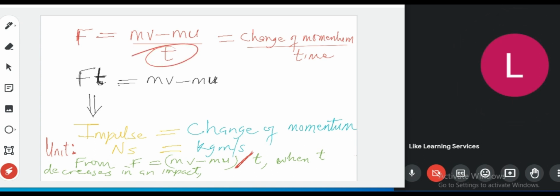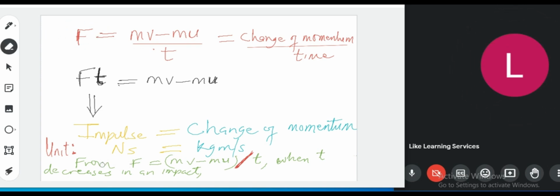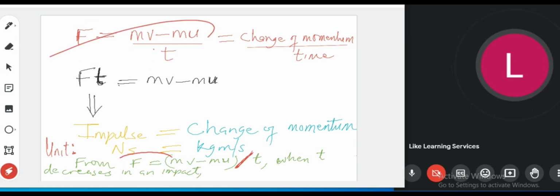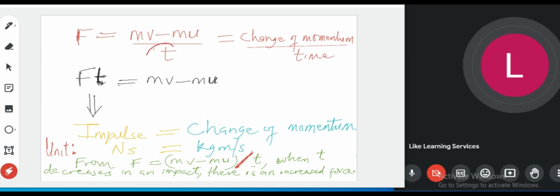When you have a smaller value of t, mv minus mu divided by the smaller value of t will produce a bigger force. So from F equal to mv minus mu over t, when t decreases in an impact, there's a bigger effect on the force, an increased force of impact. So when t decreases in an impact, the implication will be an increased force.